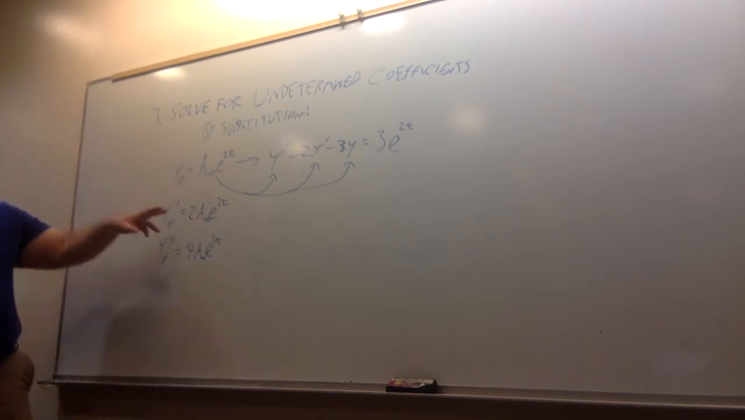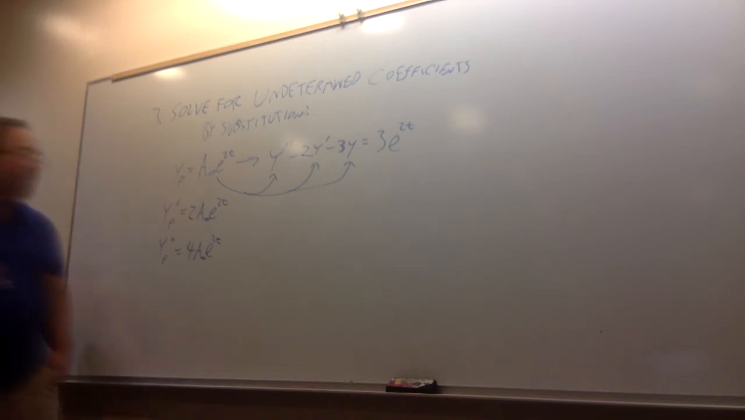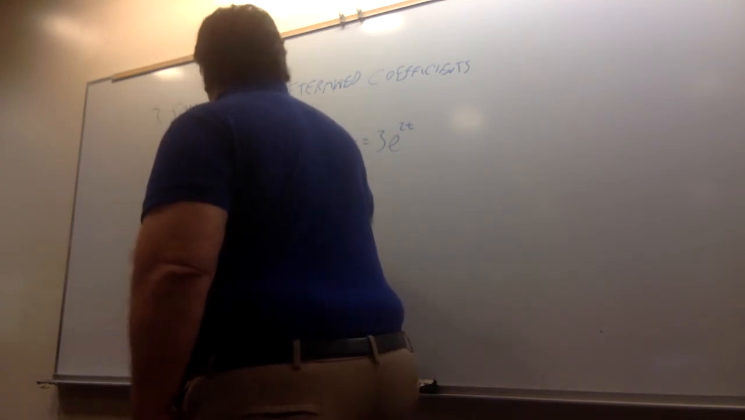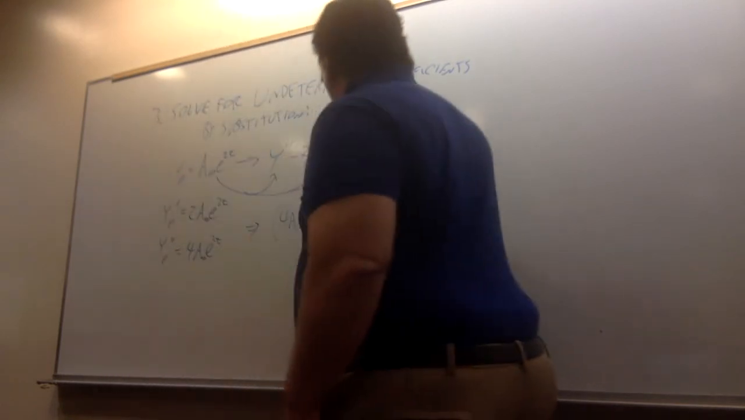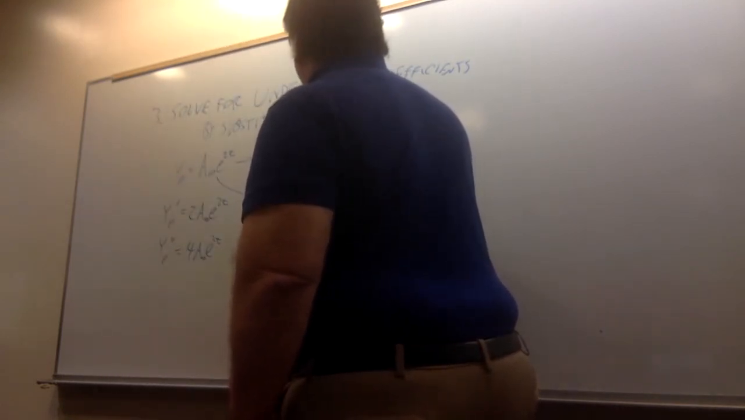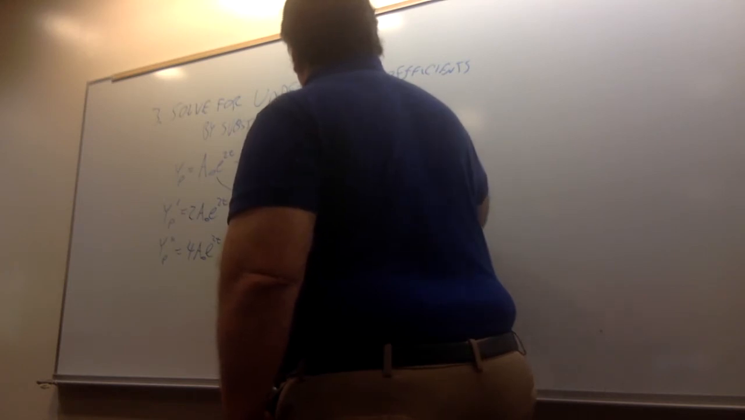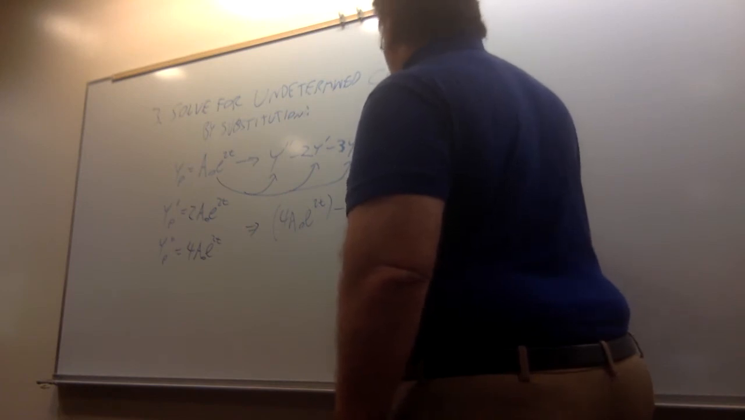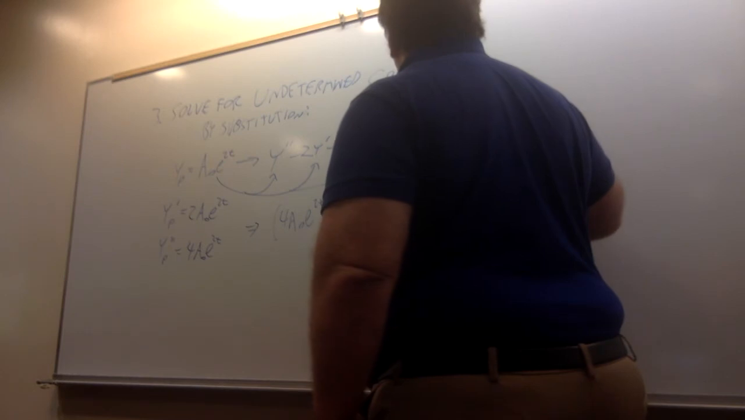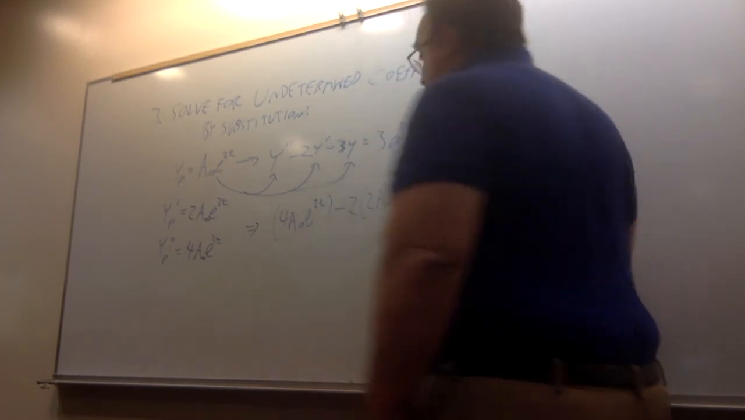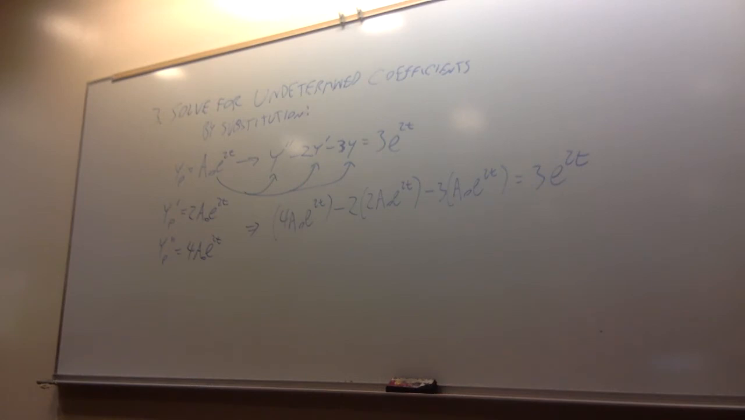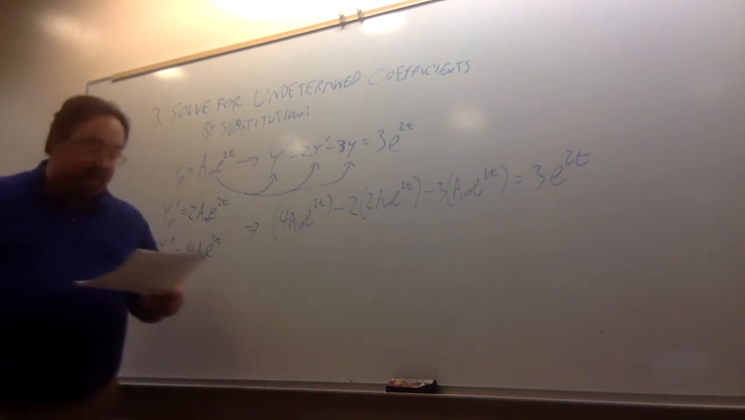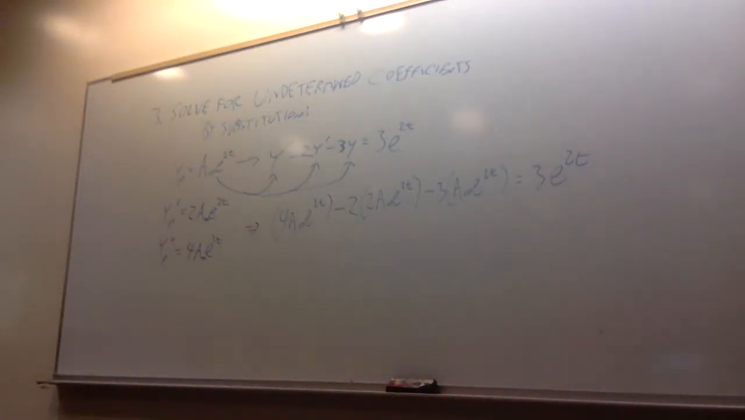Okay, so now you can put all these into the differential equation, and what you get is 4a0 e to the 2t for y double prime, minus 2 times the first derivative, minus 3 times a0 e to the 2t, and that is equal to 3 e to the 2t. Okay. And then you simplify as much as you can.